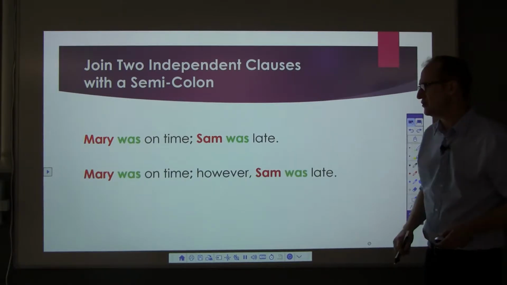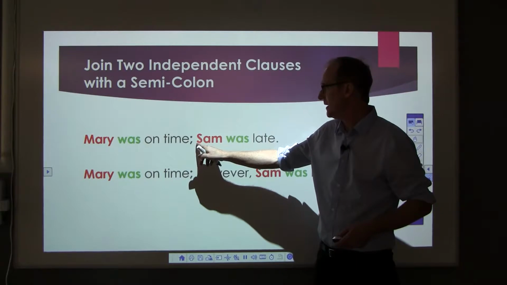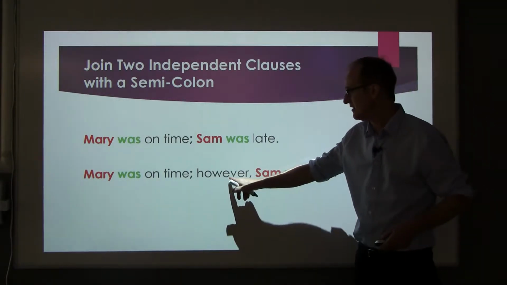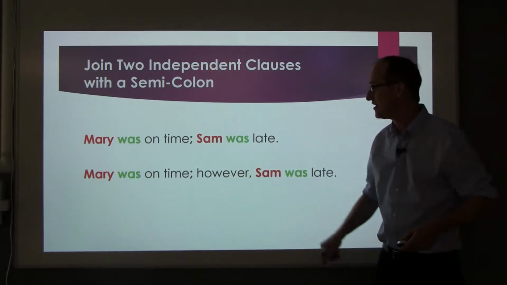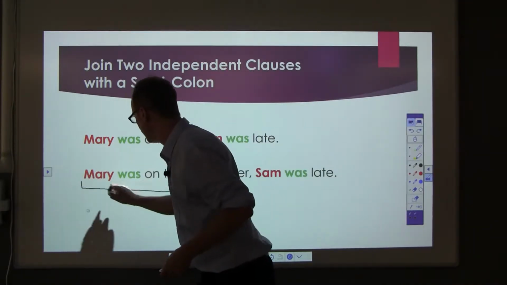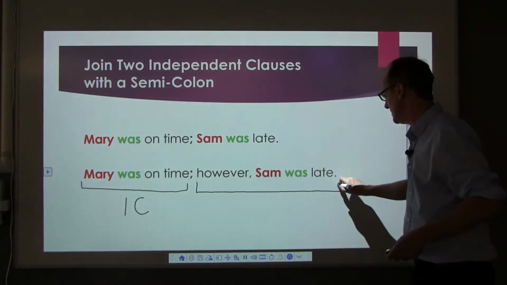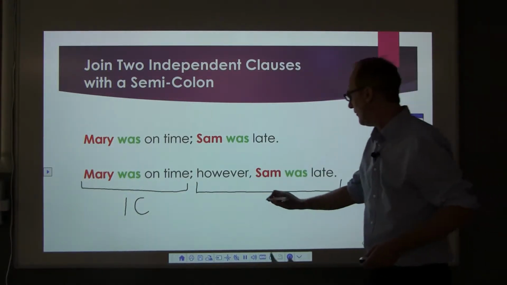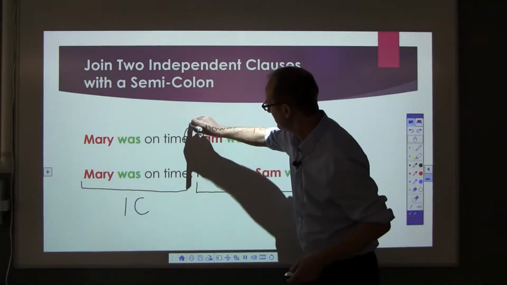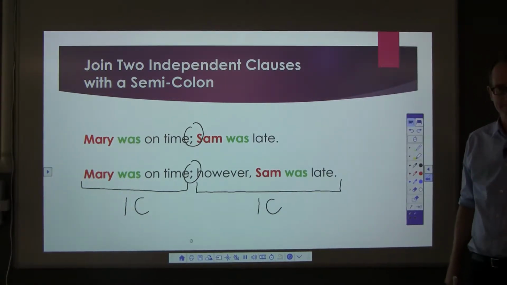Now, if you want to, you can put a conjunctive adverb in with the second independent clause. This time, we've used the conjunctive adverb, however. Mary was on time, so here's our first independent clause. And our second independent clause includes the conjunctive adverb, however. However, Sam was late. So again, we've joined the two independent clauses in the same sentence with a semicolon.